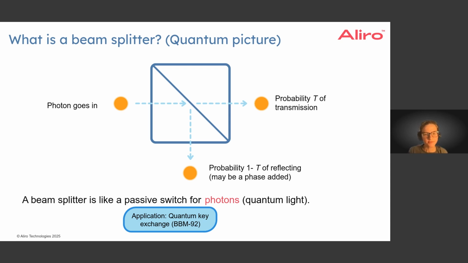From this picture, we can see how a beam splitter could act as a passive switch for photons. By a passive switch, I mean the photon is entering into some switch. You can't control which way it's going to go, but it will only go one way or the other way. And one way that beam splitters are used as passive switches is in the application of quantum key exchange, specifically the protocol of BBM92.